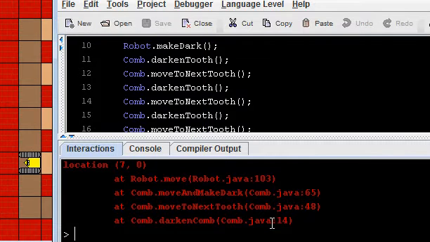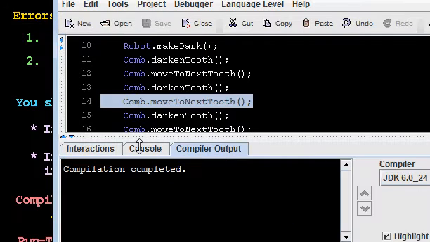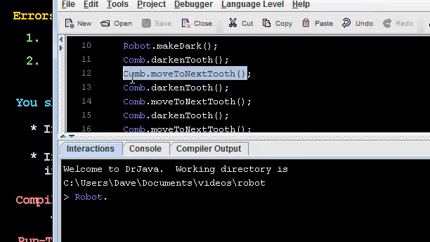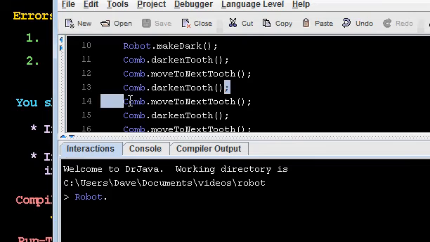Let's explore another way we can debug and get to the bottom of this. One great thing that we can do for a program that is this straightforward, and this is a reasonably straightforward program as programs go, is we can start testing the individual pieces one at a time. So we suspect either move to next tooth is broken or darken tooth is broken, but we don't know which one. So let's try manually.